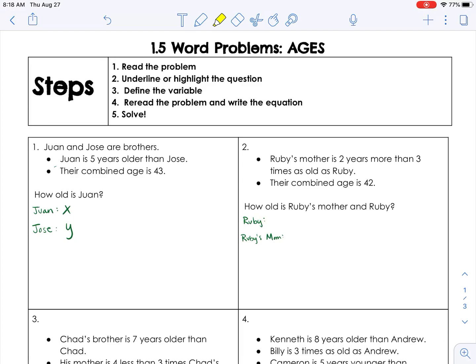We always want to read the problem first, then we'll highlight and underline anything that's important. We will define our variables. Then we're going to reread and make an equation and, of course, solve that equation. So let's just practice a couple examples.